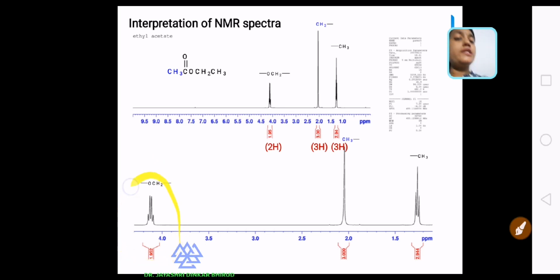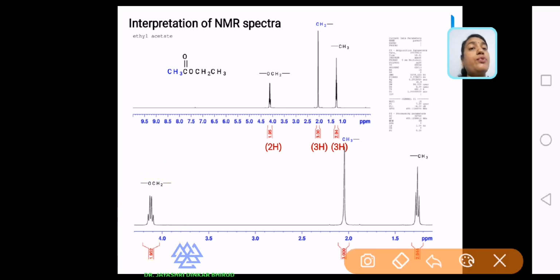This is a highly de-shielded proton. This is because this CH2 group is attached to the highly electron withdrawing oxygen group.